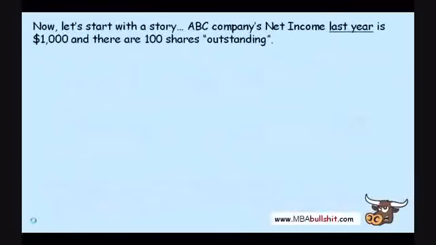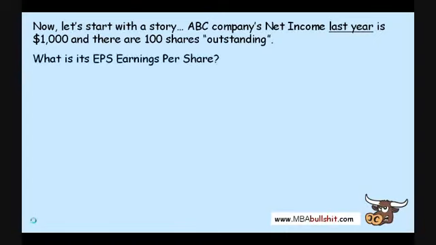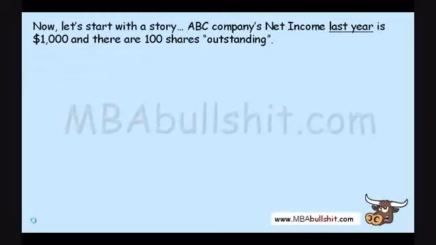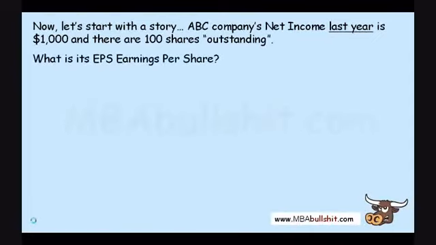Okay, so let's get down to it. Now let's start with a story. Let's say that ABC Company's net income last year is $1,000, and there are 100 shares outstanding. What is its earnings per share? Very simple. Now, what outstanding means is not the focus of this video. Like I said, you should already understand the terms on financial statements. I'd like to keep this video as short as possible.